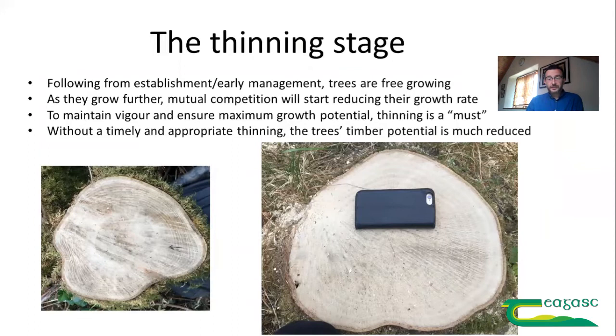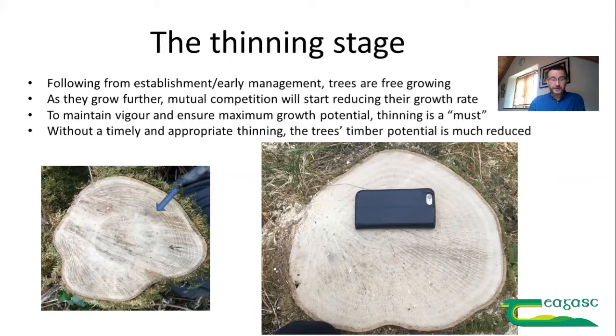So at the thinning stage, following from initial establishment, maintenance and early management, trees go through a phase when they're free growing. And as they grow further, mutual competition will start affecting the growth rate as they run out of space. So to make sure that full growth, full vigour is maintained, thinning is a must. Without timely and appropriate thinning, trees will lose vigour. In other words, productivity will be reduced.